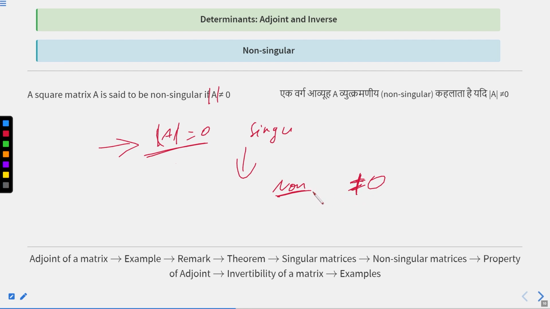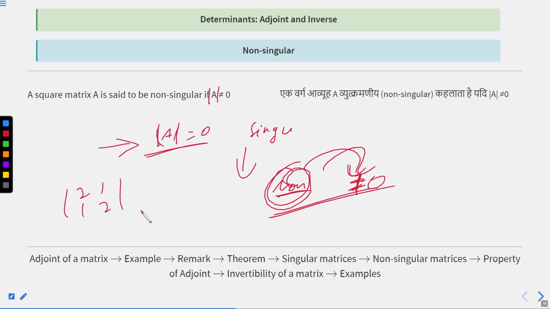Okay, you can try to find some pattern so that you can easily memorize them. Non means not equal. Non-singular, not equal to 0. Okay, as we saw in the example, another example will be like this. So not 0. Clear?